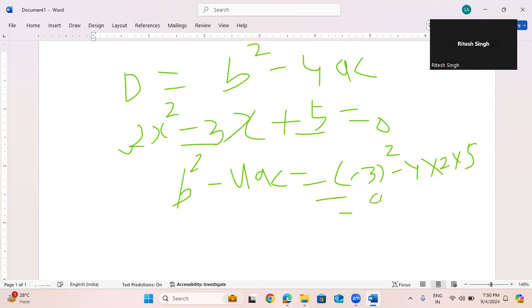3 threes are 9 minus 4 twos are 8, 8 fives are 40. 9 minus 40. This value will be what? Minus 31. Yes, this value is minus 31. So the value is negative. So you have already learned that when the value is negative, no real root exists, and you do not need to find the roots, right? Because there are no real roots. So this is the first question we have solved like that.